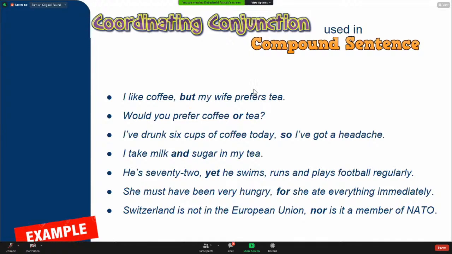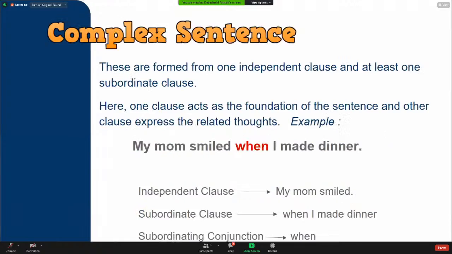Then, I have drunk and I have got. Here got is a verb and drunk is a verb. The subject is I, here also the subject is I. Right. So that's the reason why it is a clause. I have drunk 6 cups of coffee today. It's a clause. I have got a headache. It is also a clause. Got it? Okay, this is about compound. Let us go to the complex.